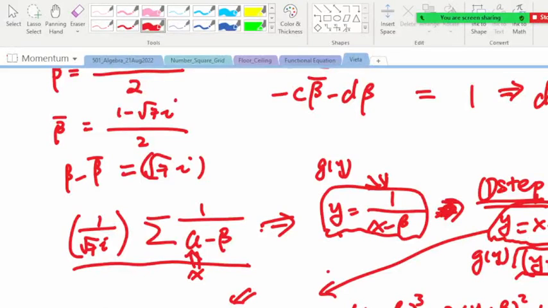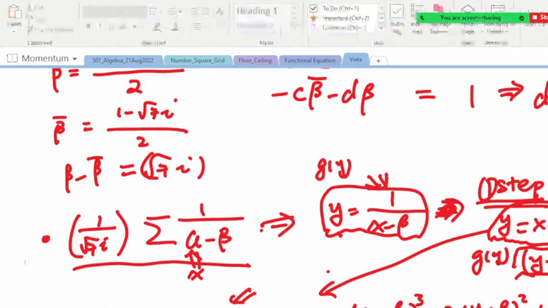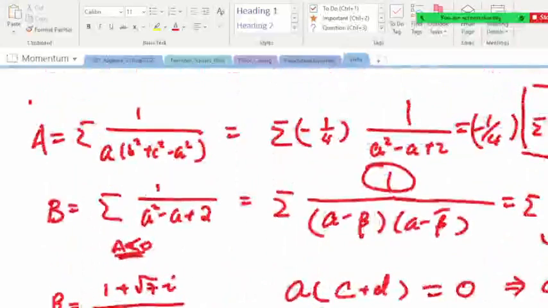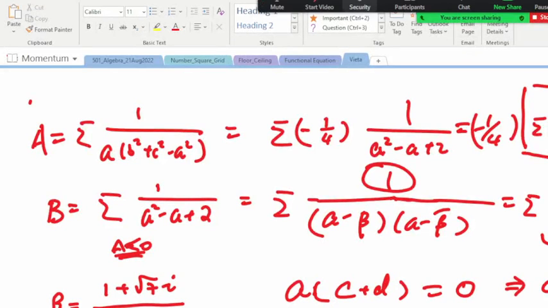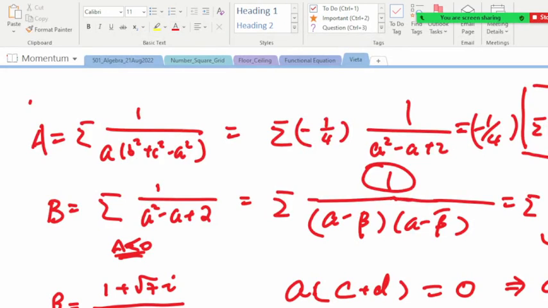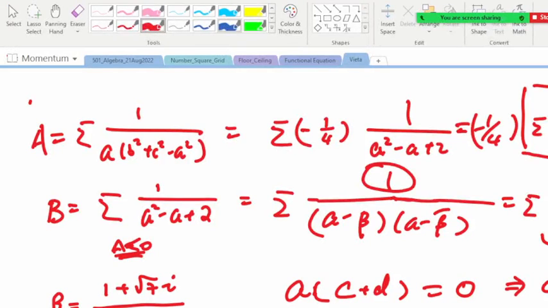Line 1 over root 7 i, sigma 1 over a minus beta. This one? Are you here? Okay, do you need me to explain why this is the case? Okay, Jonathan, we're starting from here. Do you agree with me? We are calculating with this. Yeah, this part is a little confusing. Let me use this. Okay, Jonathan, do you understand this?